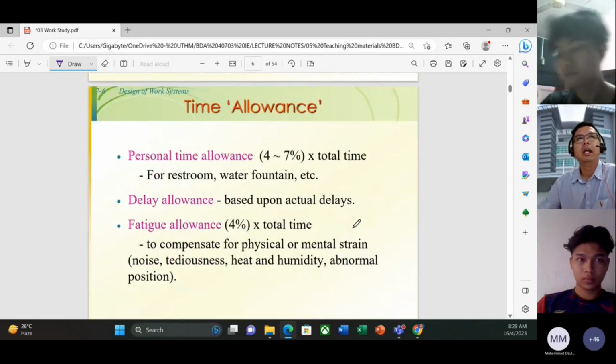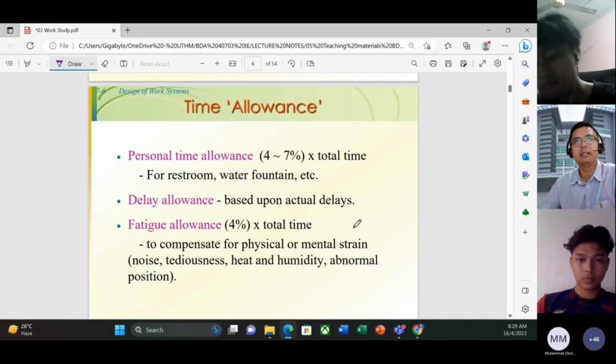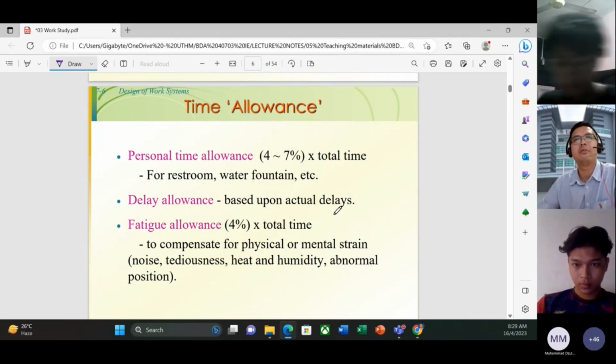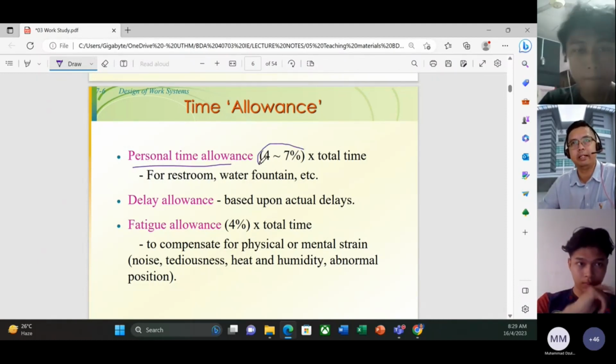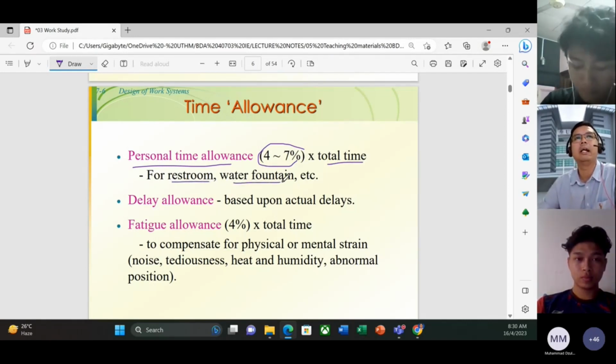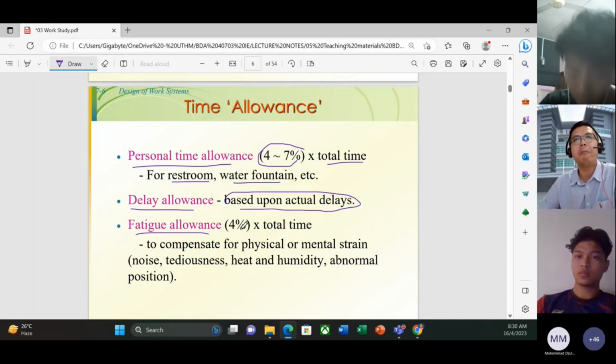And this is an example for the time allowance. So in order to account for the allowance times, sometimes in the question they give you a personal time allowance. Might be 4 up to 7% times total times. For example, for the restroom, water fountains, and others. Meanwhile, for delay allowance, based on the actual delay. And fatigue allowance might be 4% times total times.